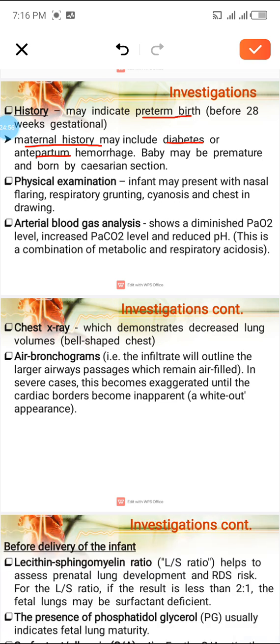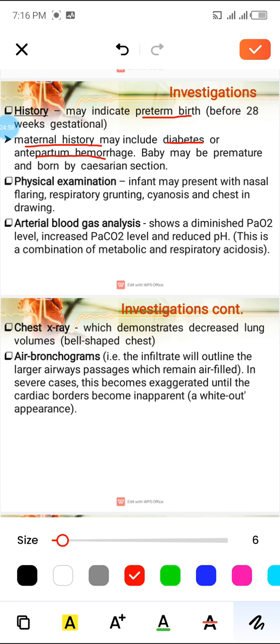Or is there antepartum hemorrhage? So you need to know all these, okay? Or was the child born via cesarean section? So those who are born via cesarean section, it's believed that they have a delay or a reduction in surfactant production. So that's why you have to ask about this.